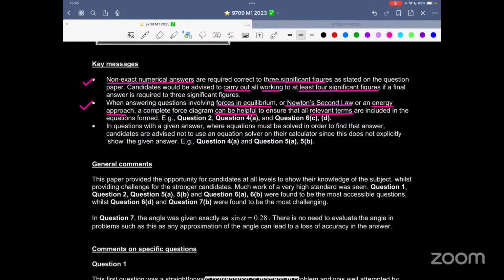In questions with a given answer, that means the proving ones, where equations must be solved in order to find that answer, candidates are advised not to use an equation solver on their calculator, since this does not explicitly show the given answer. Example: question 4A, question 5A, 5B, simultaneous equations or something like that.